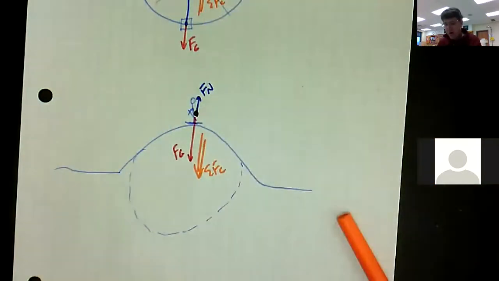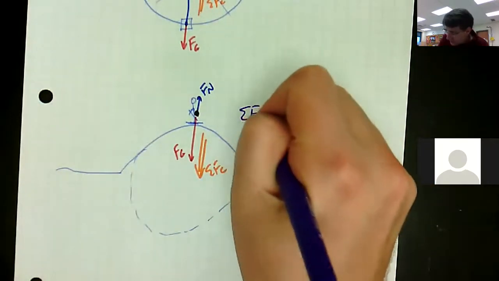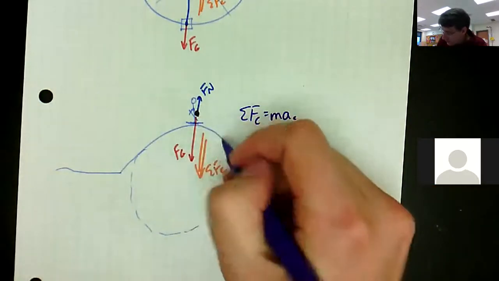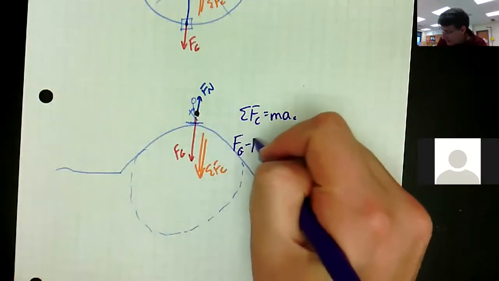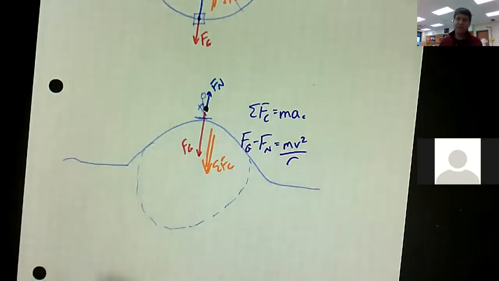If I were solving this equation, the way I do this is I'd say centripetal force is equal to mass times centripetal acceleration. And the centripetal force would expand in this case to gravity minus normal equals mv squared over r. That's how you would solve that one.